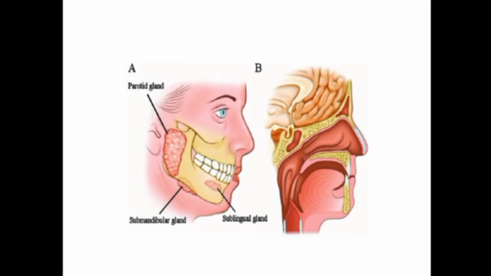All right. So the lower jaw secretes the submandibular gland, the submandibular salivary gland, while the sublingual gland is found under the tongue. It's found under the tongue.